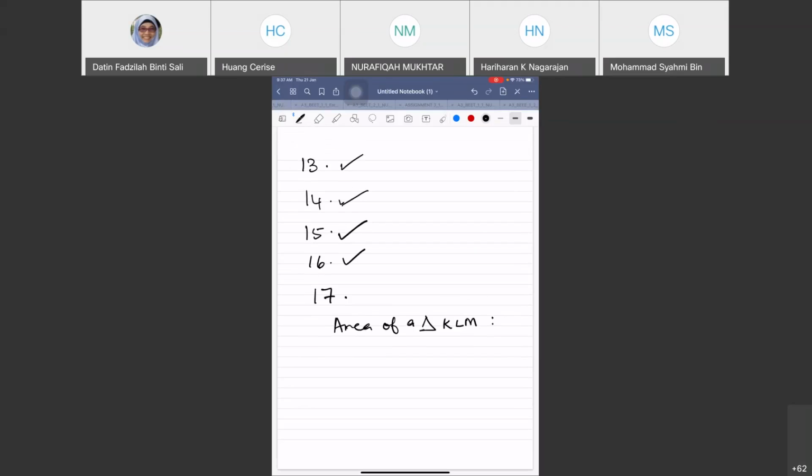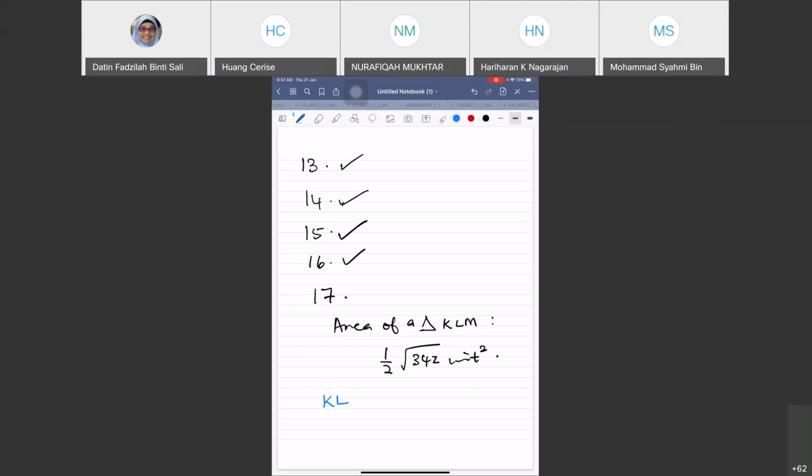It's 1/2 square root 342. Okay, what did you get, Shami? What's the area? Half, square root of 342, unit square. Okay. Can you tell me, you are using what vectors? KL and KM. Okay.